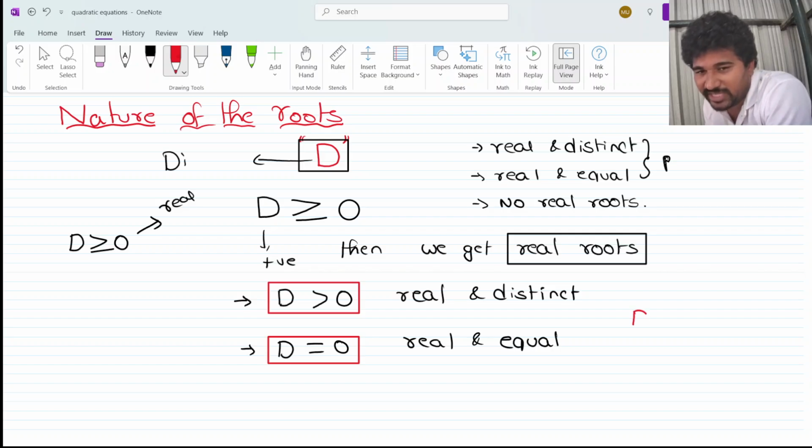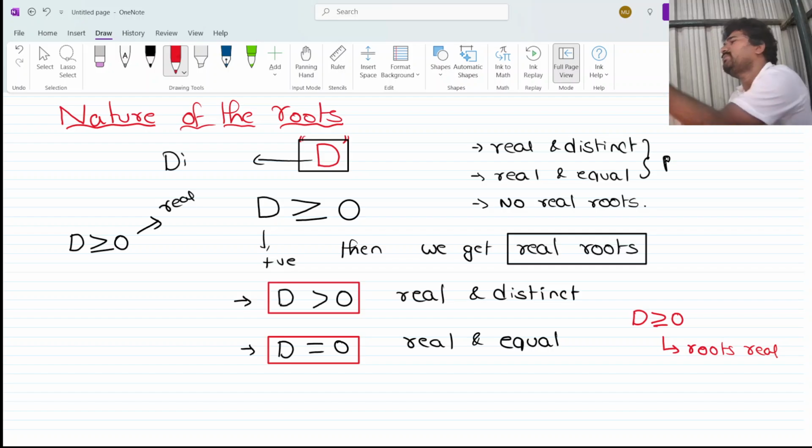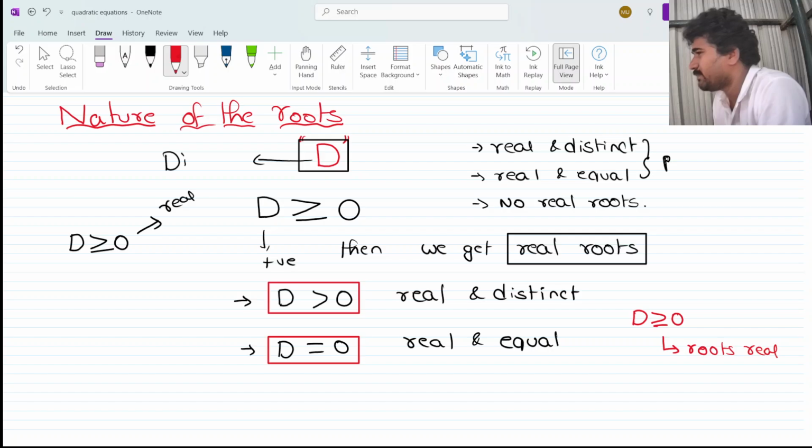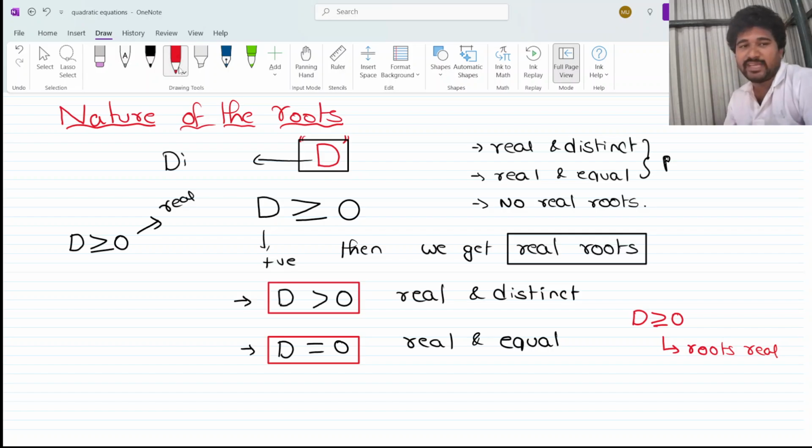Sir, what about d greater than or equal to 0, the roots are? Very good. It may be distinct, it may be equal, because two conditions are given together. If we say roots are real, you have to use greater than or equal. Roots are real and distinct, just greater than. Roots are real and equal, just equal. Are you clear with this? You use whichever is needed.